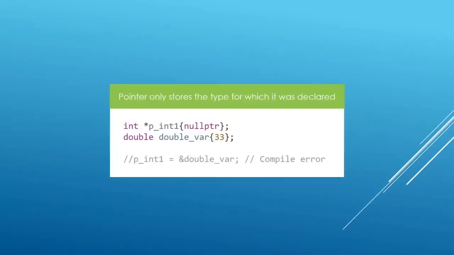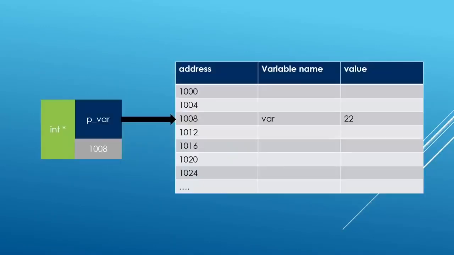Again, you can't cross-assign between different pointer types. Here we have an int pointer which is called p_int1, and we have a double variable called double var. We can't take the address of double var and store that in p_int1. This is going to be a compiler error. The variables whose addresses you store in p_int1 have to be of type int. Again, the basic idea is that a pointer is really a special kind of variable that is going to store addresses to other variables. And if your pointer is a pointer to int, the variables whose addresses you can store in this pointer to int can only be ints.